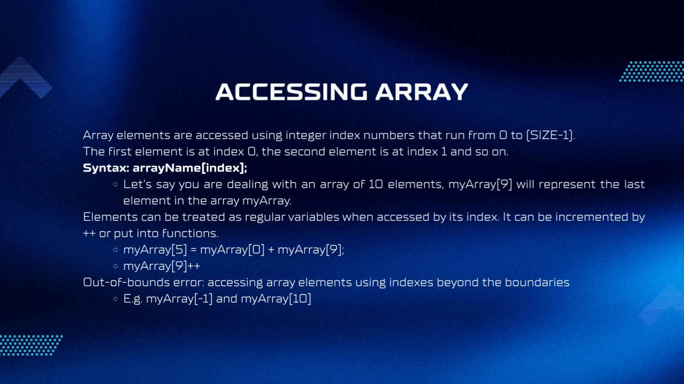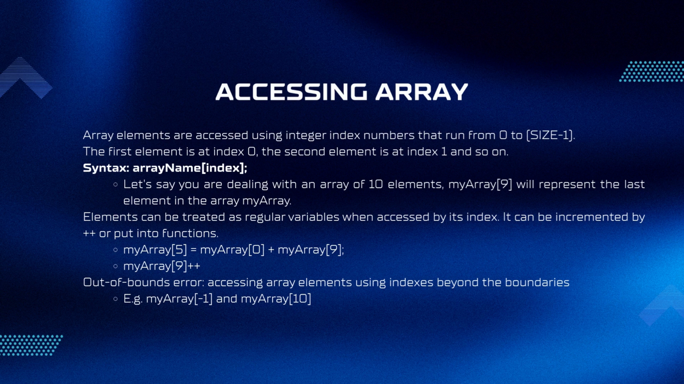Array elements are accessed using integer index numbers that run from 0 to size - 1. The first element is at index 0, the second element is at index 1, and so on. We use the syntax array name and the necessary index in brackets. Let's say you are dealing with an array of 10 elements. myArray[9] will represent the last element in the array myArray.